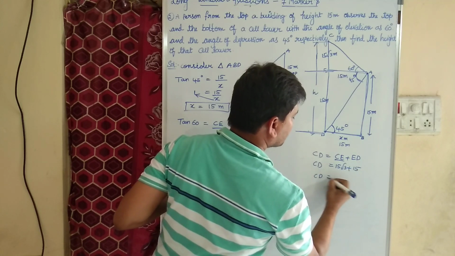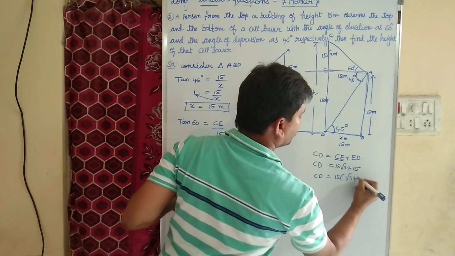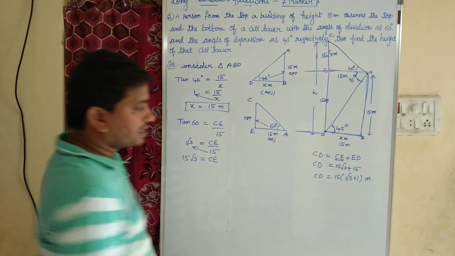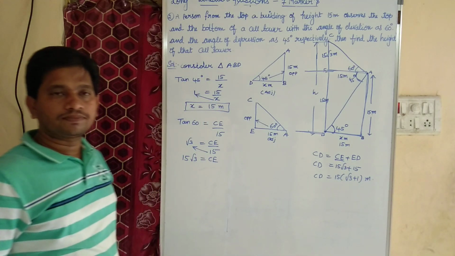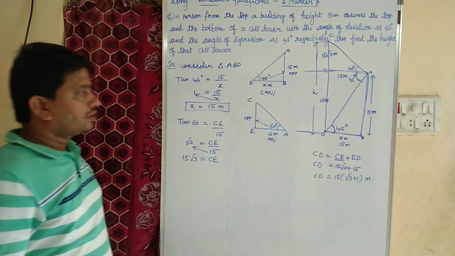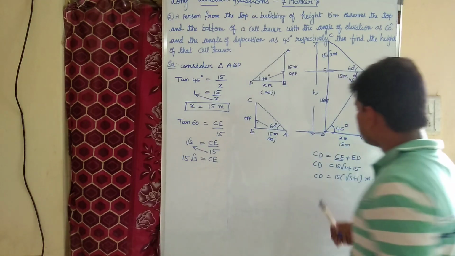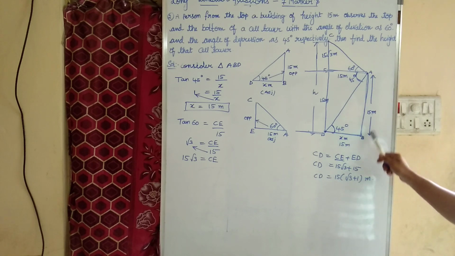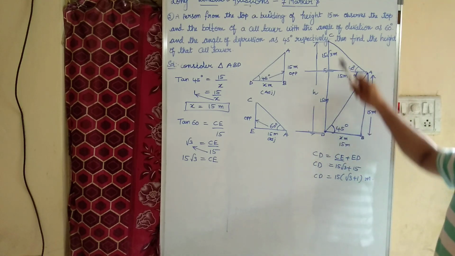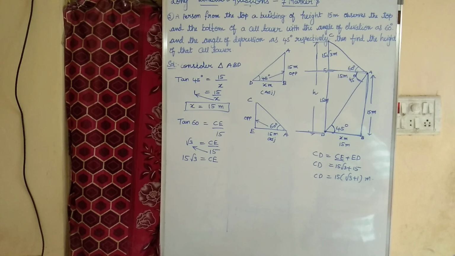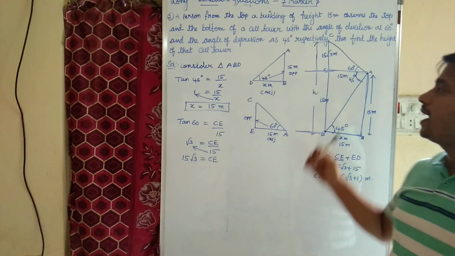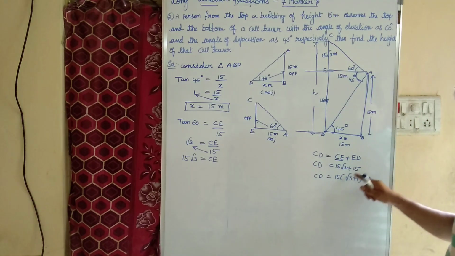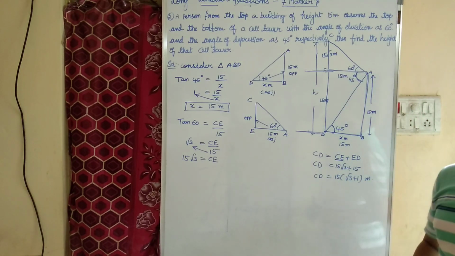From these two terms I can take 15 common. I'll get root 3 plus 1 meters. What is the height of the cell tower? Height of the cell tower is 15 into root 3 plus 1 meters. Children, you need to understand the question. As AB is 15, ED is also 15. We found CE as 15 root 3. Height of the cell tower CD is CE plus ED, 15 root 3 plus 15. I took 15 common, then we get root 3 plus 1 meters.